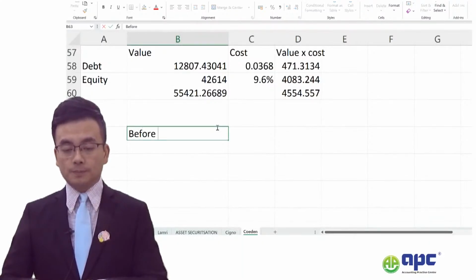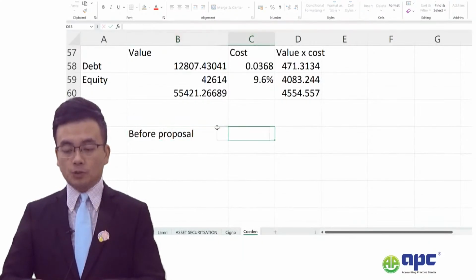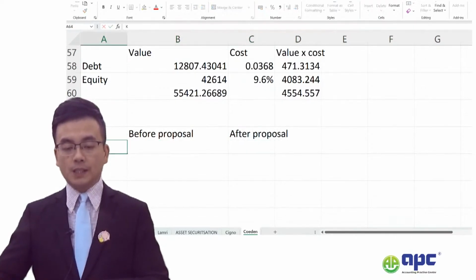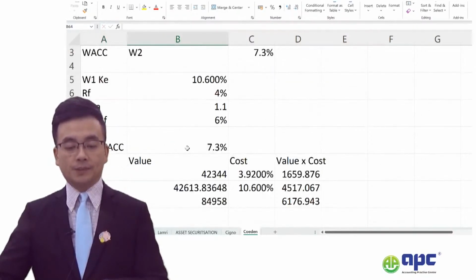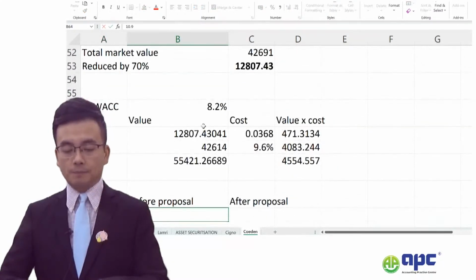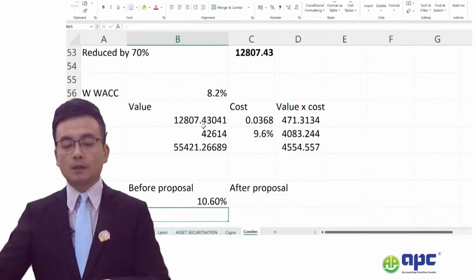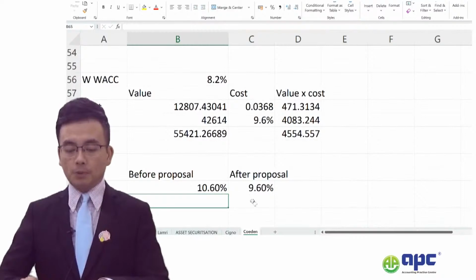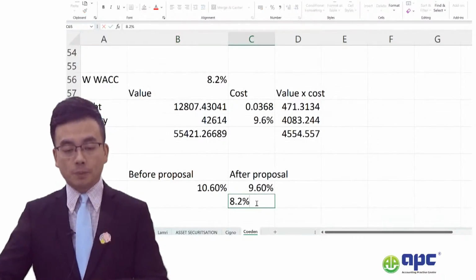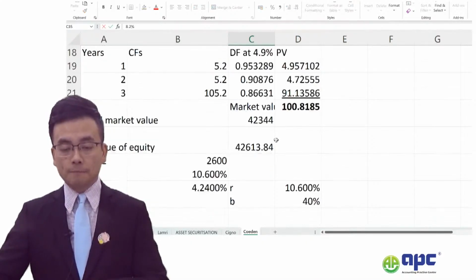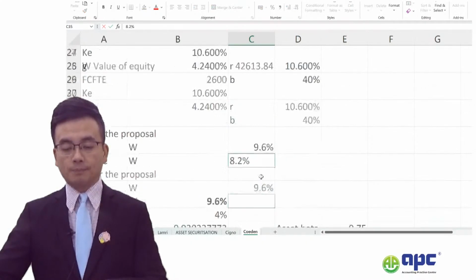Before proposal and after proposal. First is the cost of equity, second is the WACC. Cost of equity was 10.6 and 9.6 respectively. The WACC, 8.2 after proposal, but before proposal it was 7.3%.